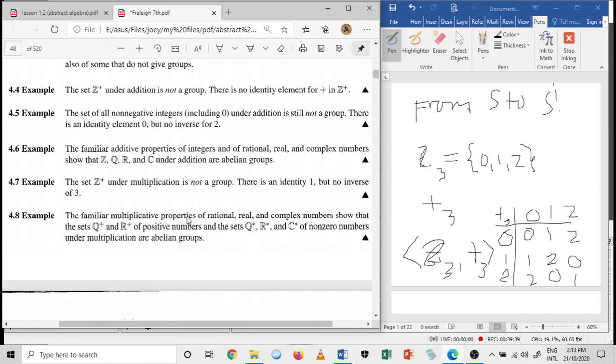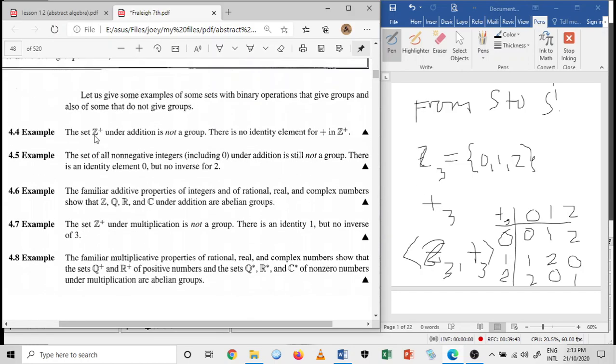For example, the set of positive integers under addition is not a group. Why? Because there is no identity element. The operation here is addition, so the identity would be 0, but 0 is not in this set. There is no identity element for addition in the set of positive integers. Even if we include 0, so we say non-negative, the set of non-negative integers is still not a group. Why? Because although there is already an identity element, some elements would not have an inverse for addition.